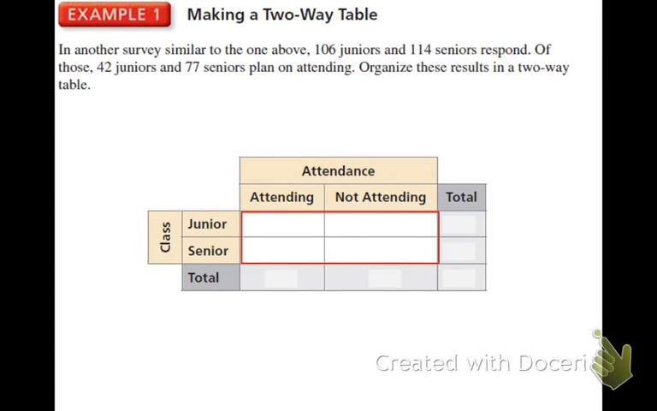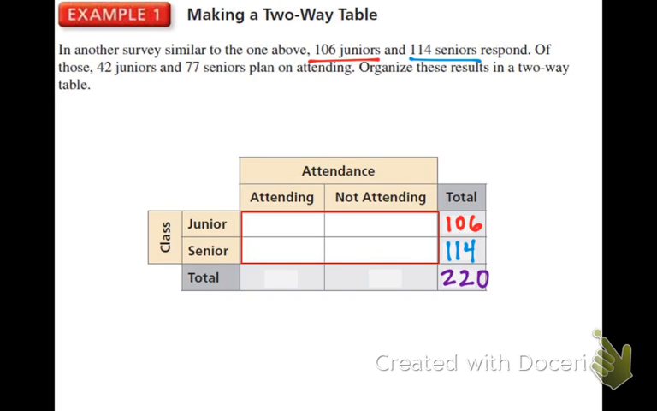In another survey similar to the one above, similar to the one we skipped, 106 juniors and 114 seniors responded. Of those, 42 juniors and 77 seniors plan on attending. Organize these results in a two-way table. So where do we think we're going to put 106? Yeah, total juniors. So 106. All right, then we have total seniors too, right? Total seniors. So how many total kids do we have? 220. It's a lot.